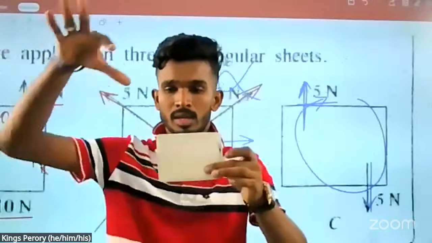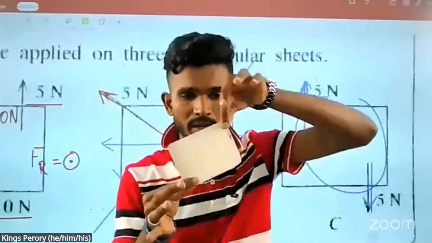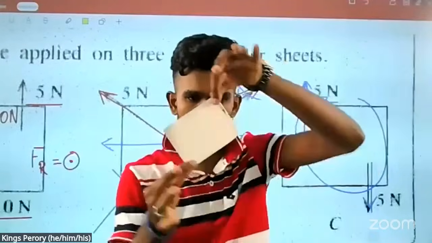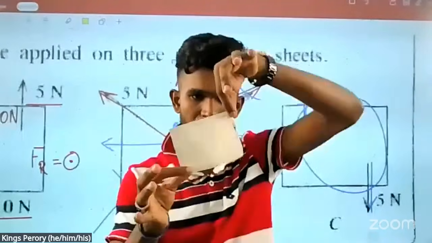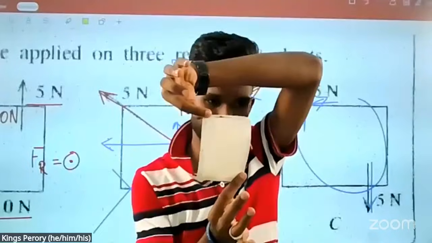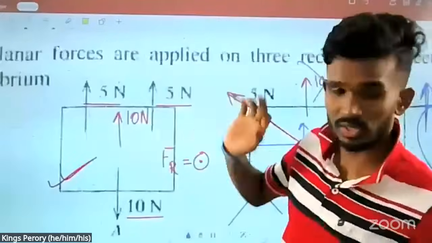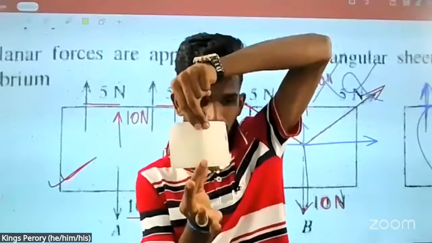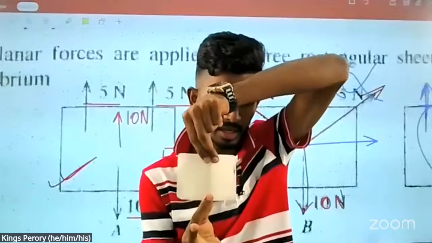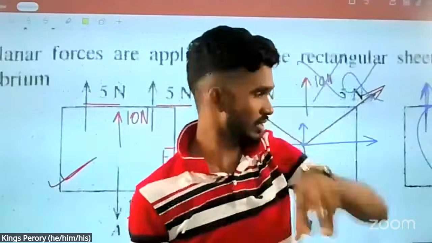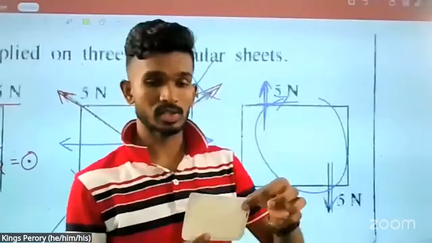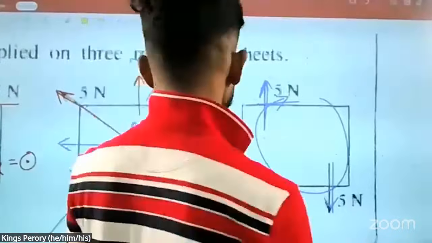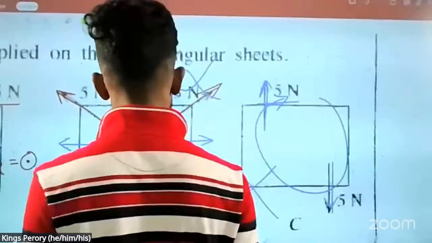5 Newton up, 5 Newton down from the corners. This will rotate. Here there is no rotation: 10 up, 10 down. Here, no rotation. At first instant no rotation. In the last one there is rotation: 5 up, 5 down, it will rotate. So the last one is not at equilibrium.